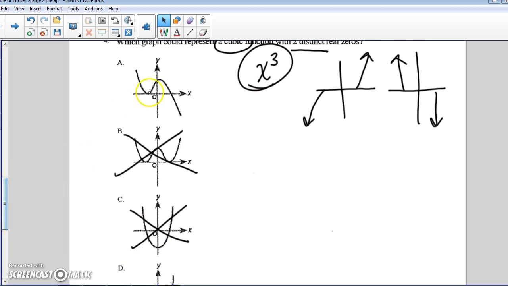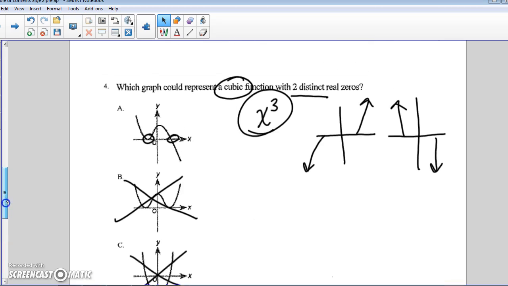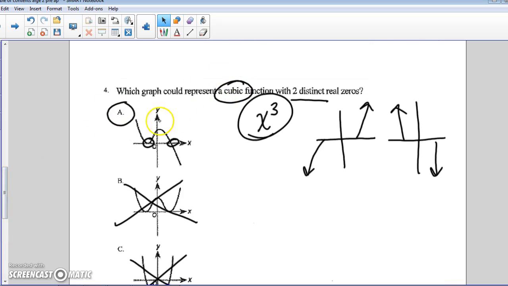Now we need 2 distinct zeros. So there's 1, 2 there, so that one has 2. This one down here only has 1. So the answer is A because it's a cubic, has the end behavior correct, and it has 2 zeros.